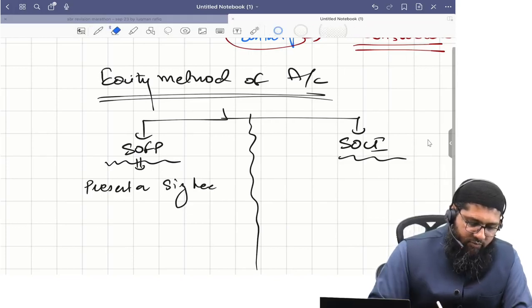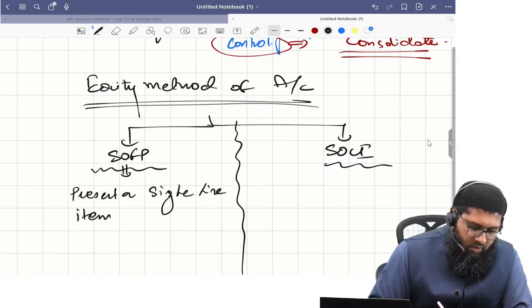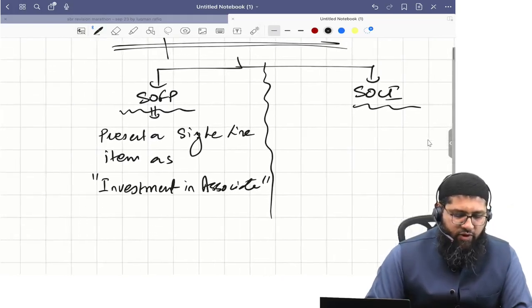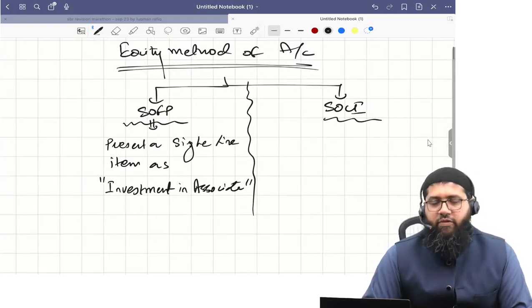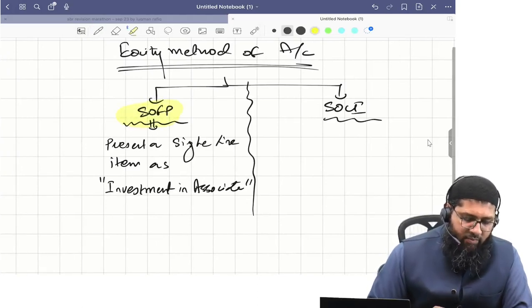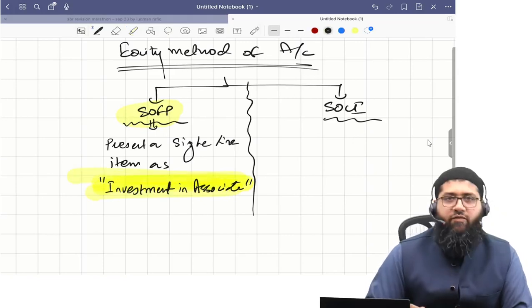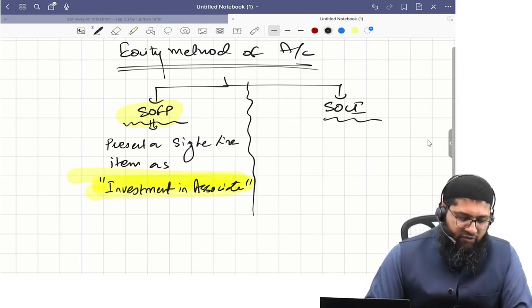a single line item, shown as investment in associate. I repeat, when we talk about the equity method of accounting, we present a single line item, and that single line item is shown as investment in associate. That's the first thing.